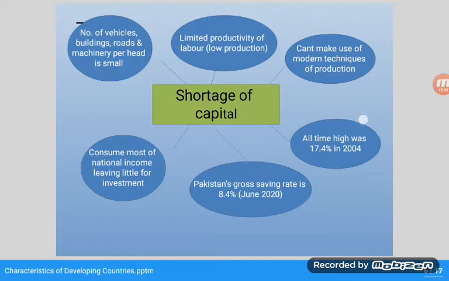Now over here I have given you that the highest gross saving rate that Pakistan achieved of all time was 17.4% in 2004. Obviously it depends upon the political situation at that time, but just to tell you that we have once reached close to 20%. That was in 2004, but we are saving very little now, that is 8.4%.